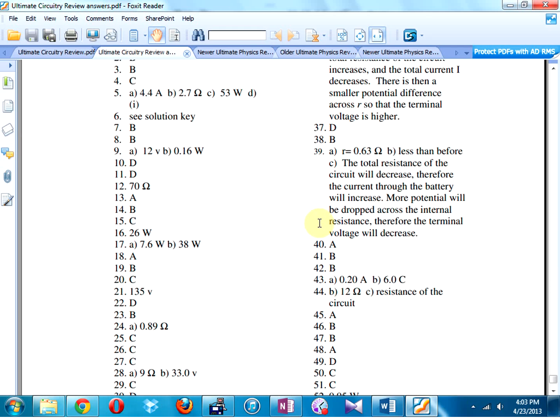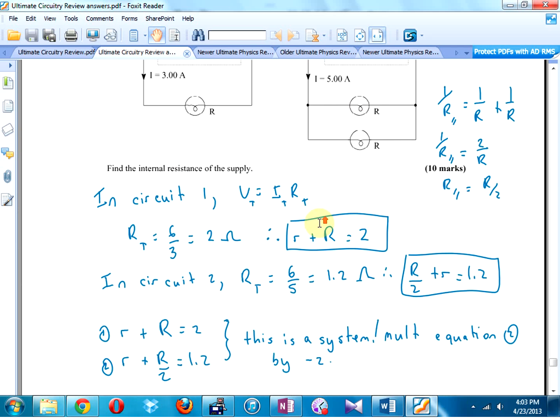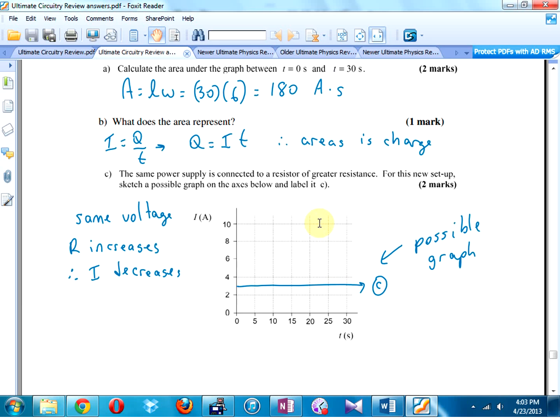So there you go. Any other questions? Hope that helped. Who wants a copy? All of you? 1, 2, 3, 4, 5, 6, 7, 8, 9.